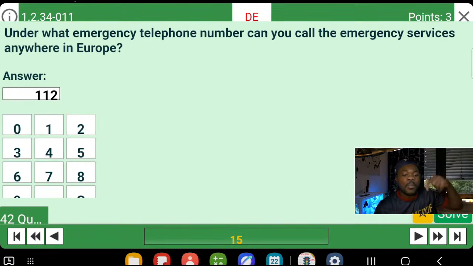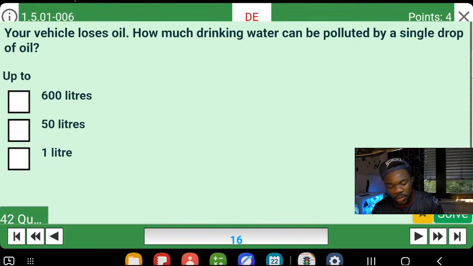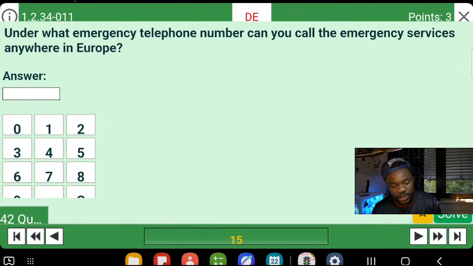If you want to call police in Germany, it's the 110. But this one for all over Europe, you can call the 112 and they will send you help to your location.